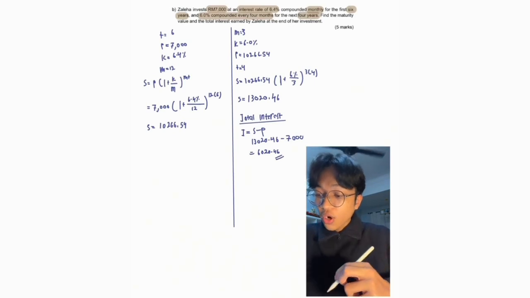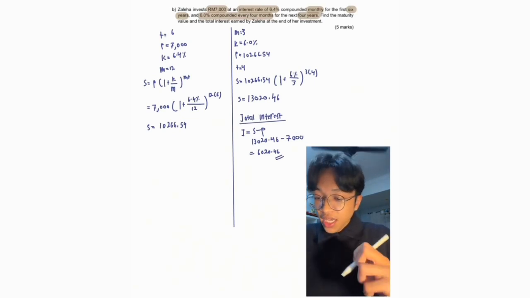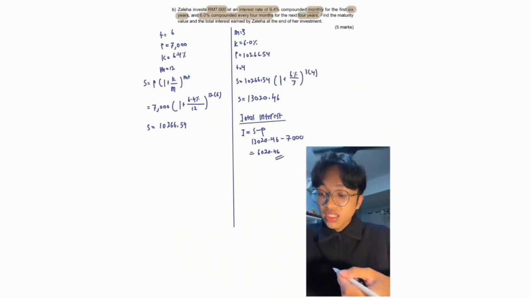2B. Zaliha invests RM7,000 at the interest rate of 6.4% compounded monthly for the first 6 years and 6% compounded every 4 months for the next 4 years. Find the maturity value and the total interest earned by Zaliha at the end of the investment.